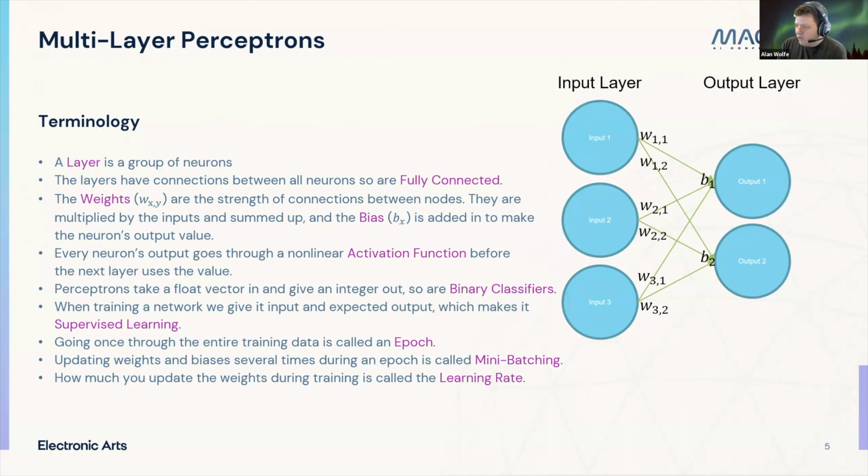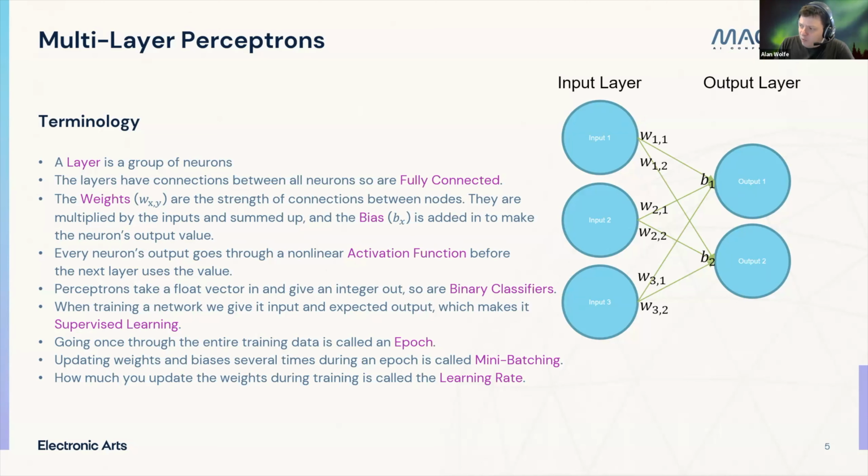And if you see the W's, those are the weights. And the weight is just the strength of a connection between nodes. So when you have an input and you're trying to calculate an output, you multiply the inputs that go into one of the neurons by the weights, and you sum those all up. Then you add the bias, which is the B, the bias for that neuron, to give you your final value. So it's a scalar value for that neuron as its output.